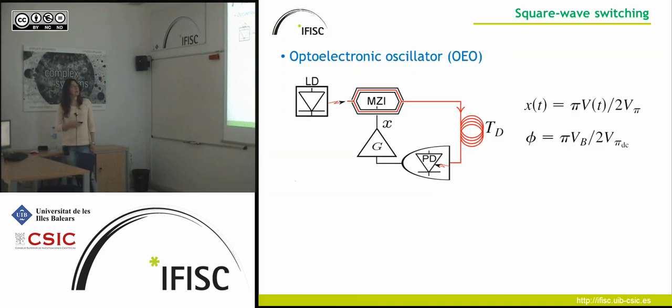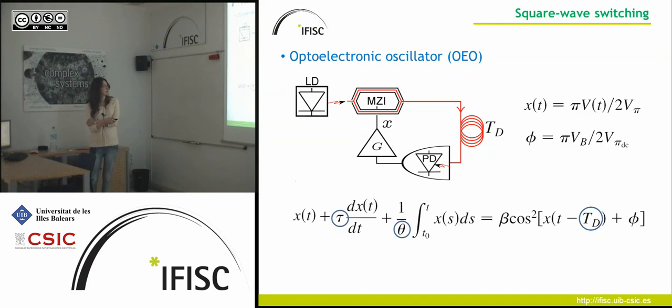As a result of this, there is a nonlinear interference between the two branches, and then the dynamical equation has this cosine squared. This is the cosine squared. This is a delay integro-differential equation.